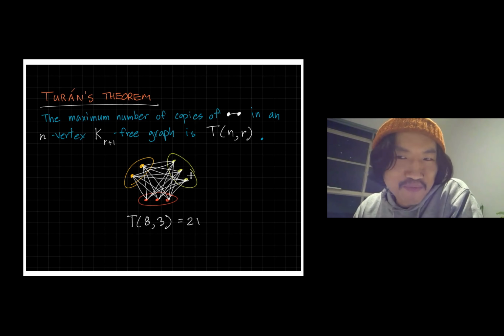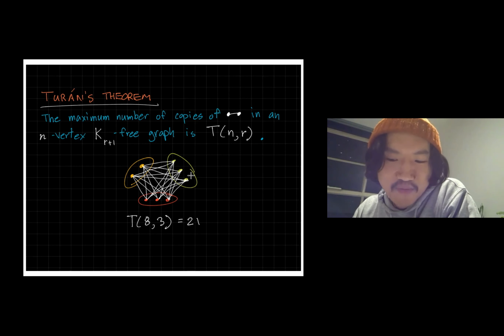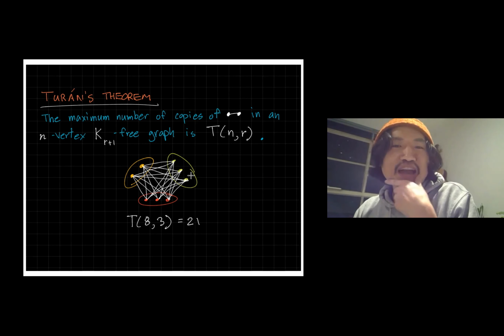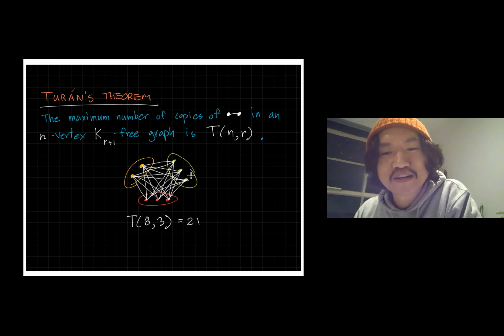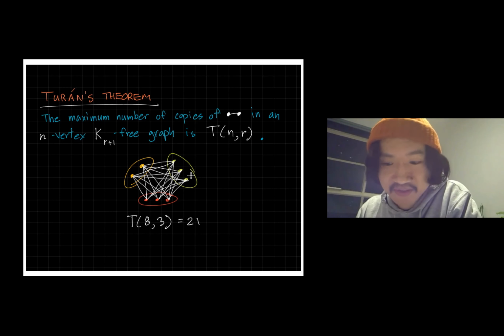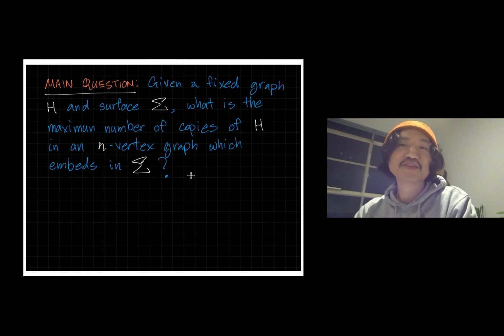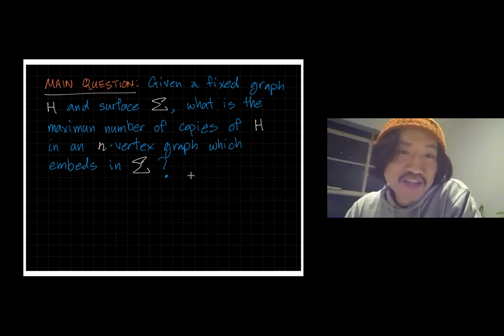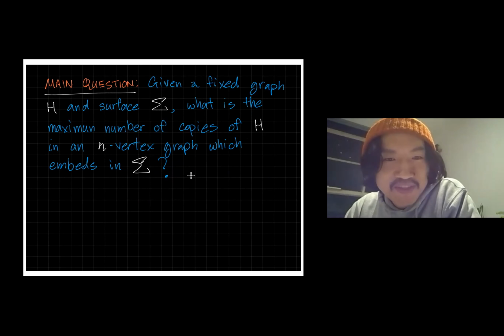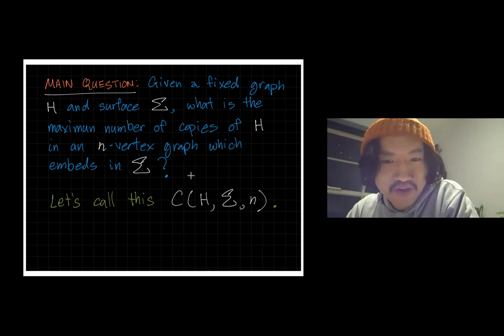Okay. So we want to do something slightly different. We want to bring in structural graph theory. For us, a copy is a subgraph, not necessarily induced. And this graph class that we're counting subgraphs in will not come from forbidding an induced subgraph, but it'll be coming from a minor-closed class, in particular graphs that embed on a surface. So this is our main question. I give you a fixed graph H and a fixed surface Sigma, and I want to know what is the maximum number of copies of H in an n-vertex graph that you can draw on Sigma without crossings. Let's call this extremal function C(H, Sigma, n).